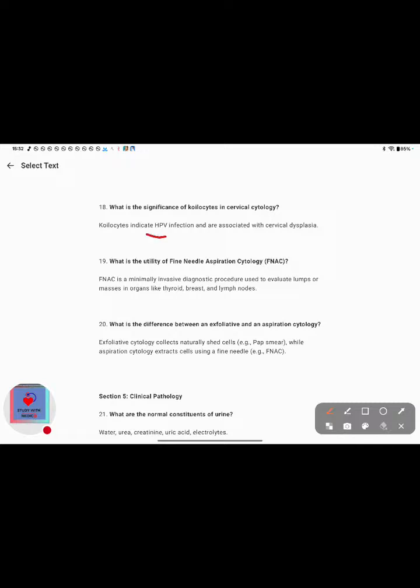What is the significance of koilocytes in cervical cytology? Koilocytes indicate human papilloma virus infection associated with cervical dysplasia. So if you are seeing koilocytes, there is an association with cervical dysplasia.